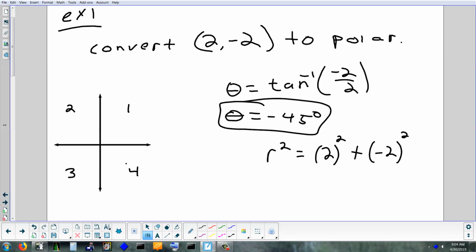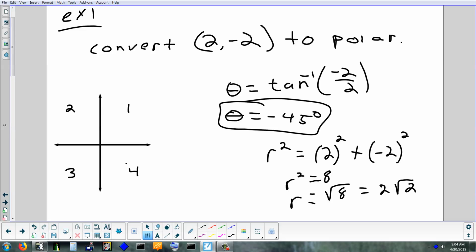So 2 squared gives me how much? 4. Negative 2 squared? 4 again. So r squared is 8. So what's r? The square root of 8, or 2 square roots of 2, if you reduce it.